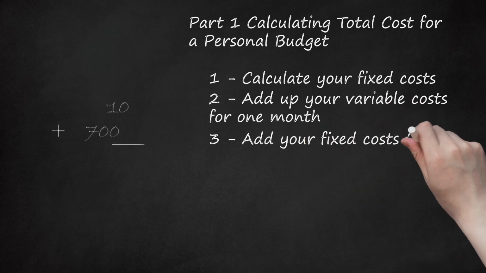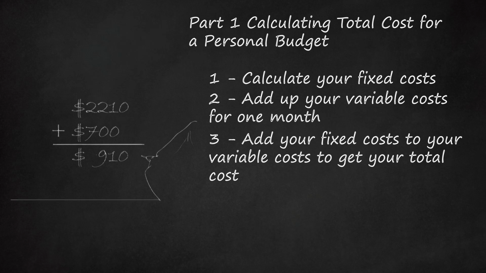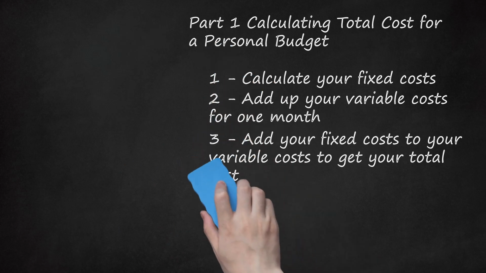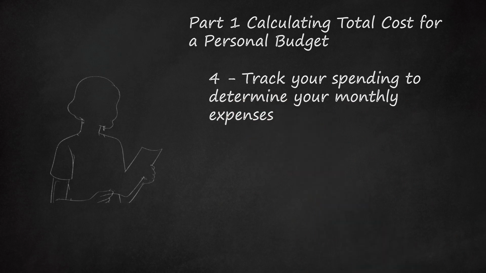3. Add your fixed costs to your variable costs to get your total cost. Your total cost of living on your budget is the total amount of money you spend over a 1-month period. The formula for finding this is simply fixed costs plus variable costs equals total cost. Using the examples of fixed costs and variable costs given above, we would calculate our total cost as follows: $2,210, fixed costs, plus $700, variable costs, equals $2,910, total cost.